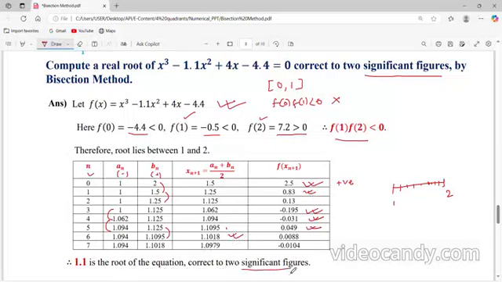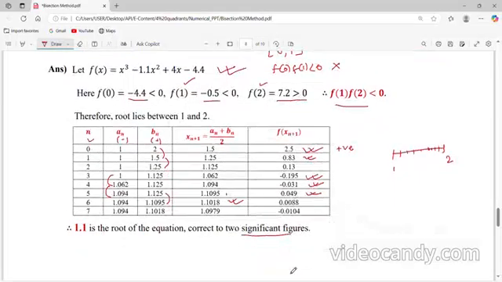So this way we can describe the bisection method. We can find the root with the help of the bisection method. So this is the process of finding the root. Next, we have another example.